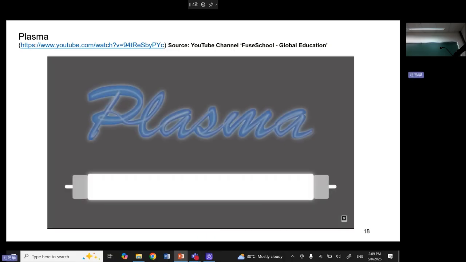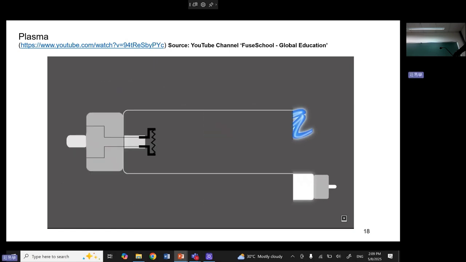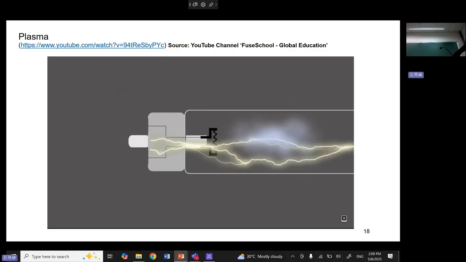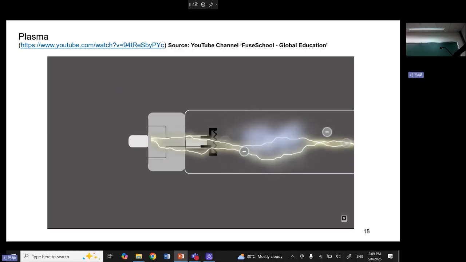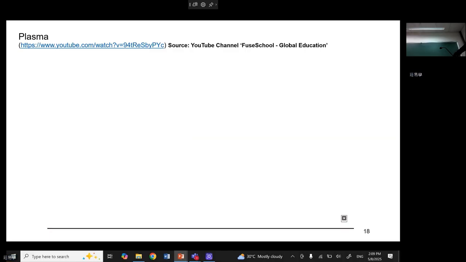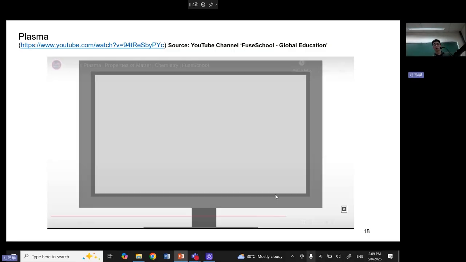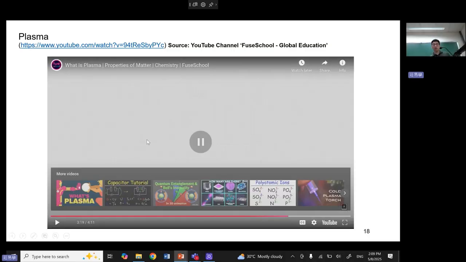Plasma can be found in fluorescent light bulbs and neon signs. When an electrical current is passed through the mercury vapor in fluorescent light bulbs, it heats up the gases sufficiently to strip the electrons and to create plasma. Plasma screen TVs are made possible in this state of matter.